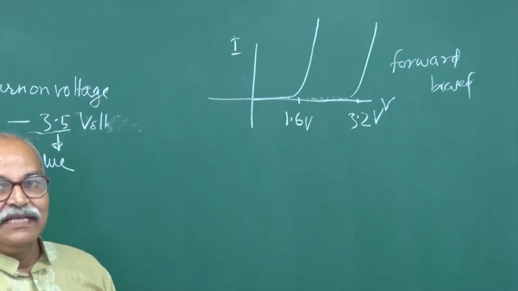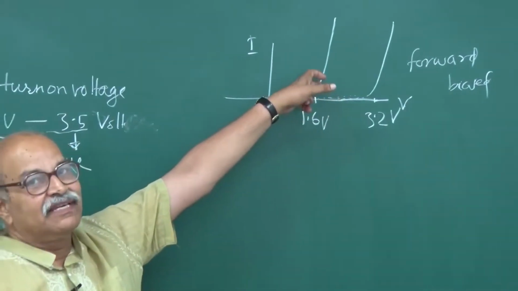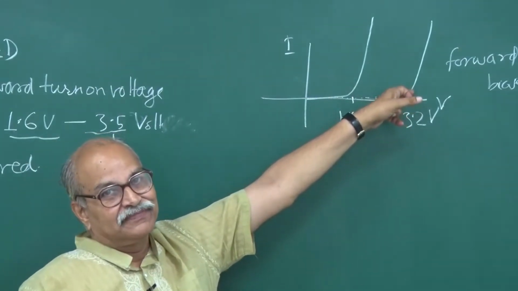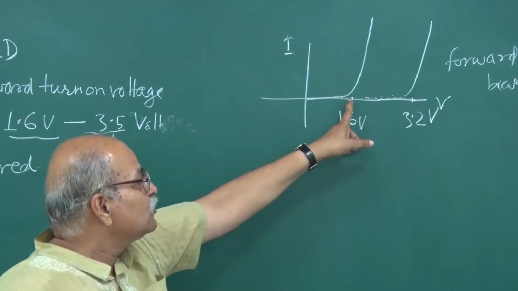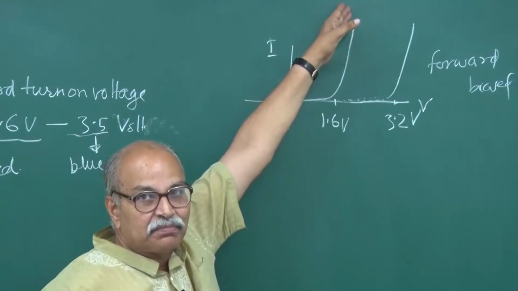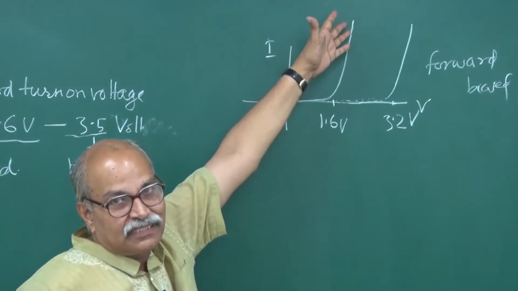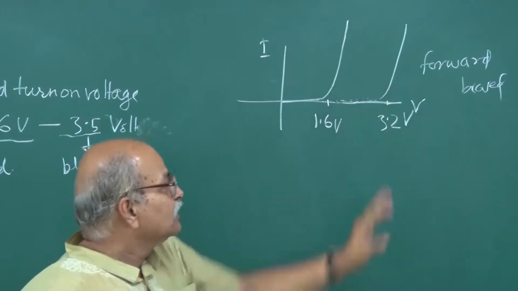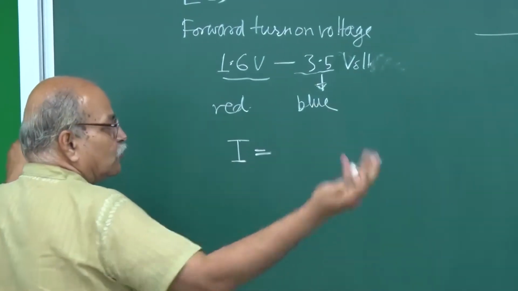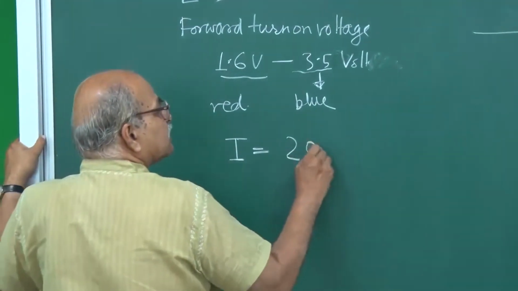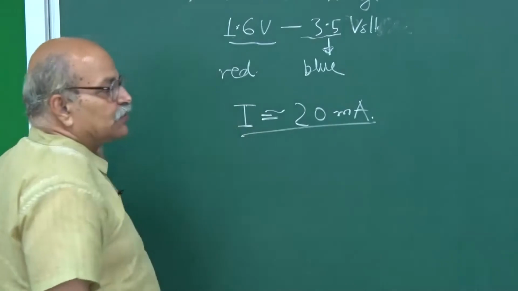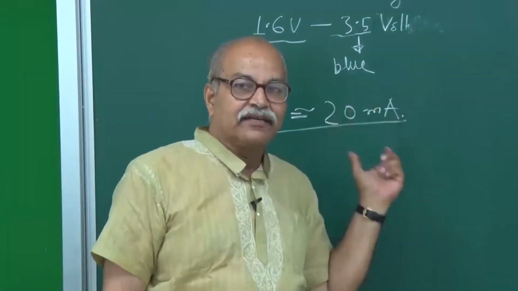You can very easily make out that this IV characteristic curve is for red and this is for blue. But if you try to increase the voltage on this LED, then the current will suddenly shoot up, and that is not good for the LED. So one has to keep this in mind. Typically the current which can go through these LEDs without damaging is around, let us say, 20 milliamperes or so. So when you are connecting an LED in a circuit, take care of this.